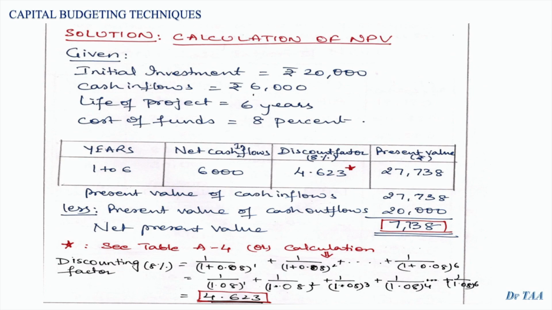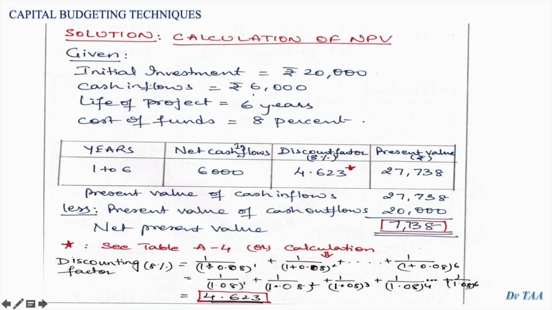So for 1 to 6 years, because it is even cash flow, we are taking directly 1 to 6 years. The cash inflows is 6,000. So here we calculate the discounting factor. So how to calculate discounting factor is, you see here discounting factor is 8%.